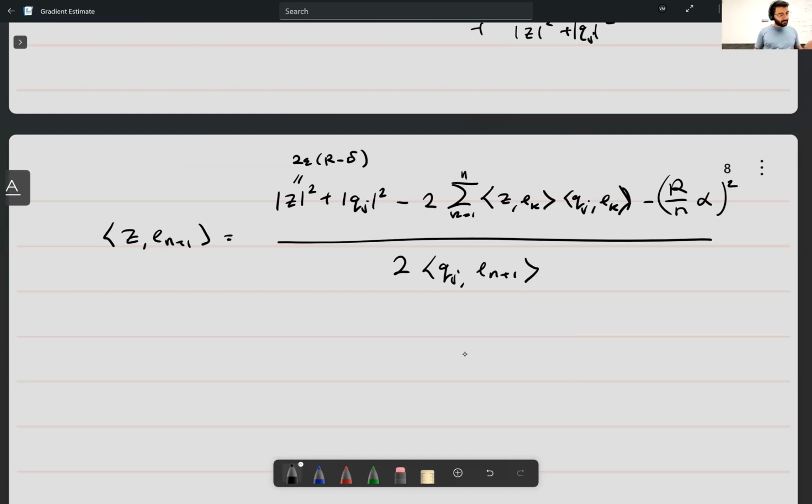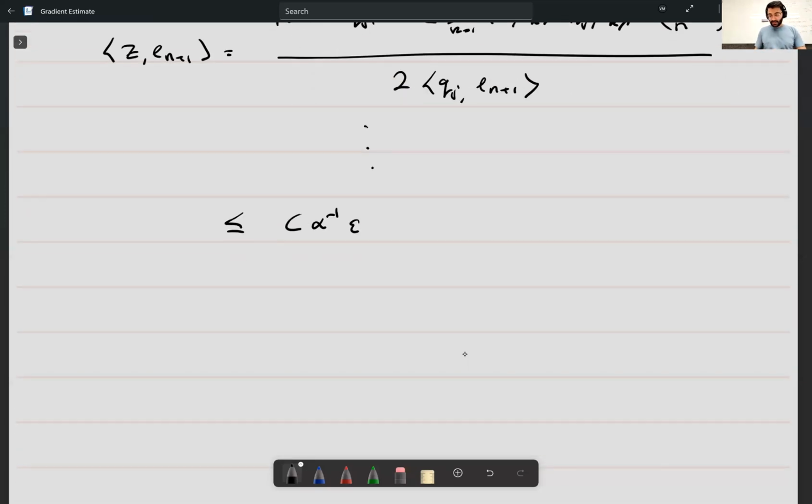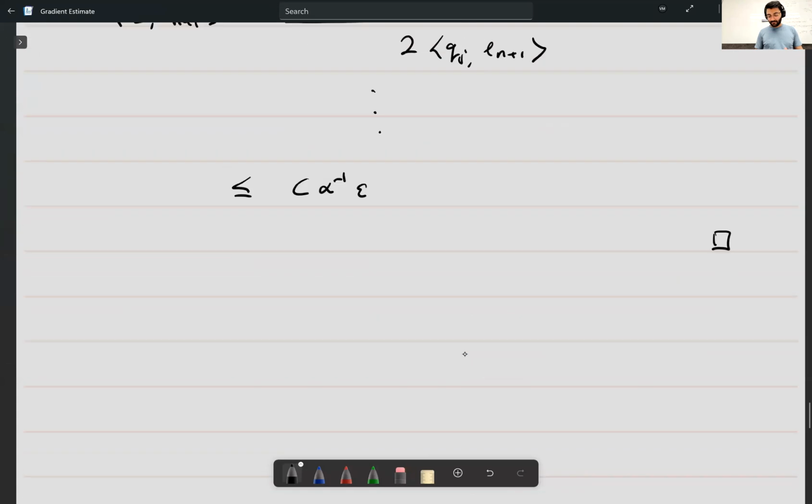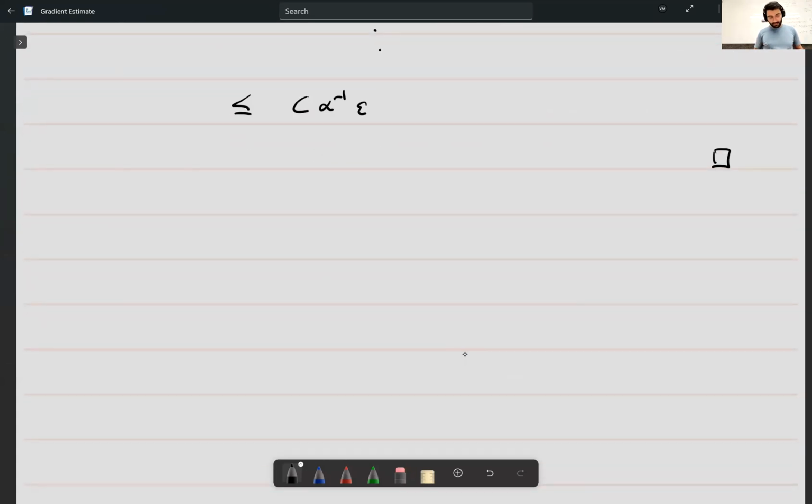Maybe I can say what the estimate is. So this turns out to be less than or equal to some constant alpha inverse epsilon. Okay. So that finishes the proof of the claim, because now I've shown that the height is low on very large balls as R approaches infinity. This ball becomes everything, it gets very large. So I'm bounding it in larger and larger sets. So that proves the claim. Any questions about that?